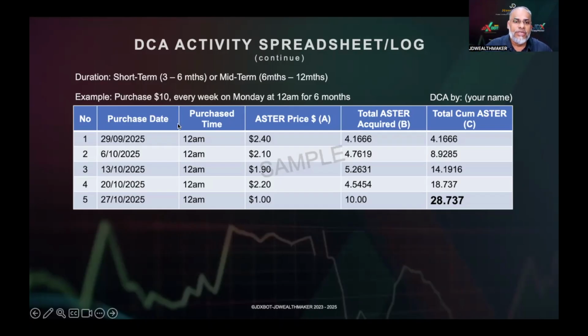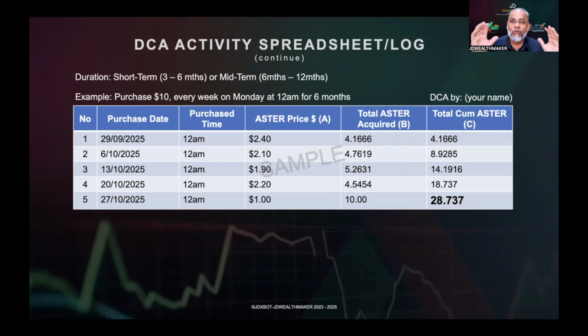You need the purchase date, the purchase time, and the ASTER price at the point of purchase. You need the quantity, the total ASTER that you have purchased, and the total cumulative. Cumulative means you take day 1 plus day 2. Day 1 is 4.16, day 2 is 4.7, so the total is 8.9. 8.9 plus day 3 is 14. 14 plus day 4 is 18. 18 plus day 5 is 28. This is your cumulative, so you know the total amount of ASTER that you have already purchased.